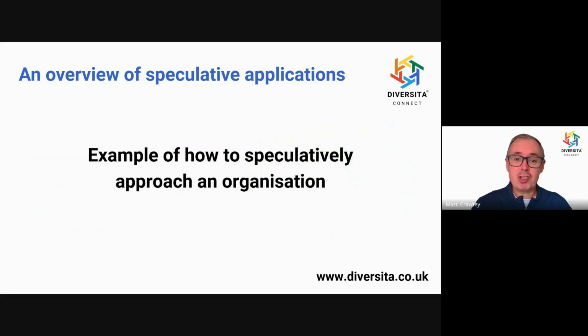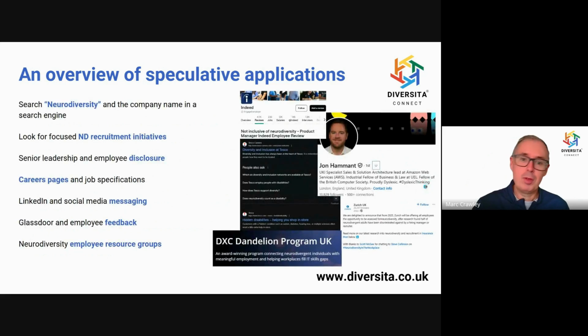So here's an example of how to speculatively approach an organisation. And this is not the only way of doing it, of course, right? There's other ways of doing it, and I'm always happy to do future webinars on different ways of approaching. But this is a really good opportunity and a good use of time when we're looking for applications. So, for example, if there's an organisation that you want to work for, there's a few things that I would do, right? And we're going to use Deutsche Bank as an example today.